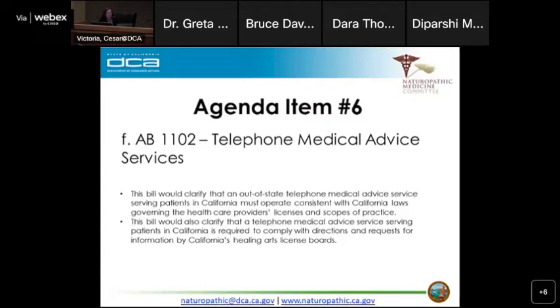AB 1102, Telephone Medical Advice Services. On this one, staff recommends a stance of support on this. This is Dr. Thompson. I had one question about this. I was unclear if they meant that when people out of state are providing telephone medical advice services in California, they need to practice within the scope of that state, or they actually need to be licensed in that state.